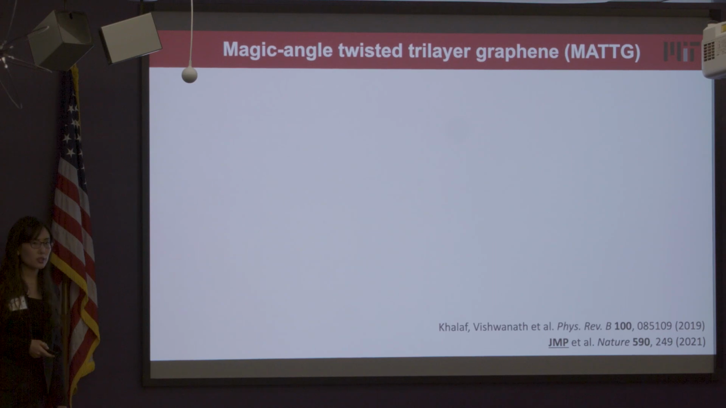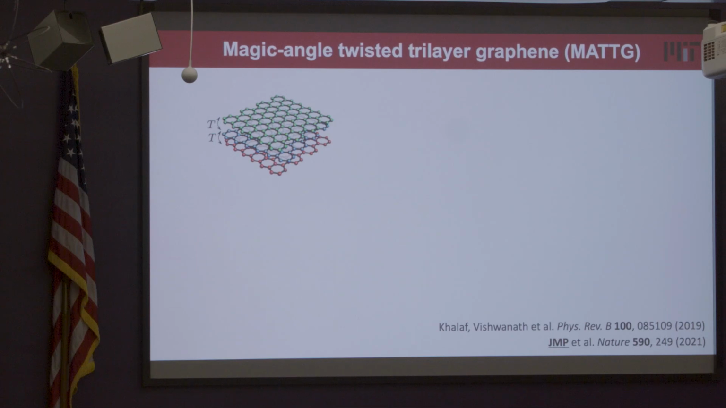So how do we understand this kind of trilayer system? In general, if you twist 3 layers of graphene, or just more than 2 layers of graphene, calculating the band structure becomes much more complicated, because you now have 2 interfaces that can induce Moiré potential. And if you have 2 different Moiré potentials, that can lead to an even longer Moiré length scale called super Moiré. So that becomes a complicated problem.